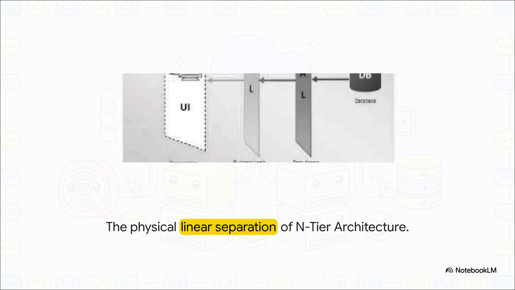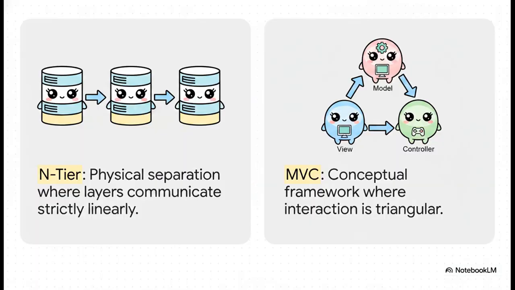Now, what's really interesting here is that we can push that separation even further with n-tier architecture. N-tier involves physically dividing an application into three or more distinct layers, usually a presentation layer, a business logic layer, and a data access layer. The communication here is strictly linear. Information must pass straight through that middle logic layer to get from the user interface down to the database. No skipping steps.